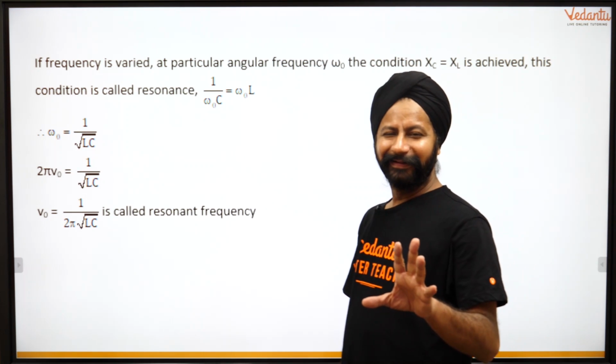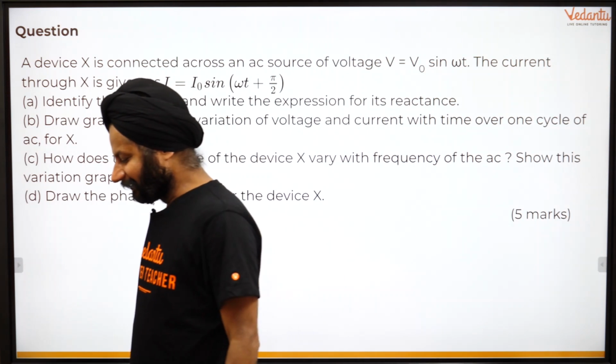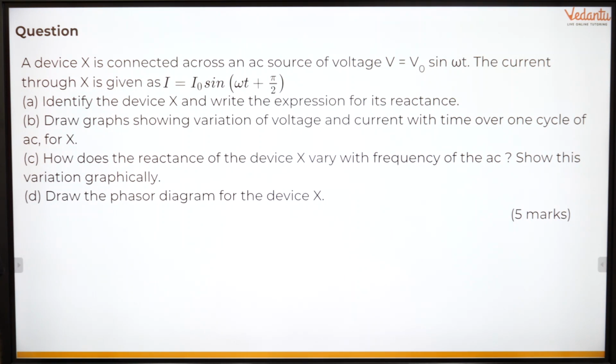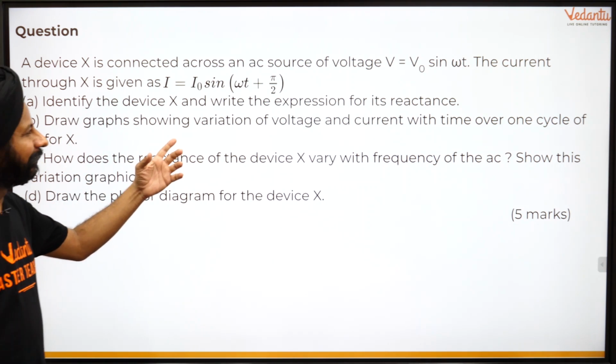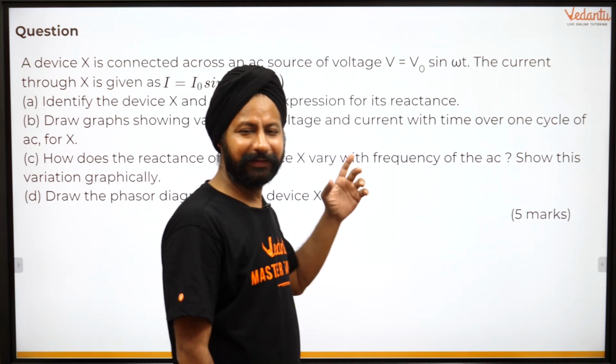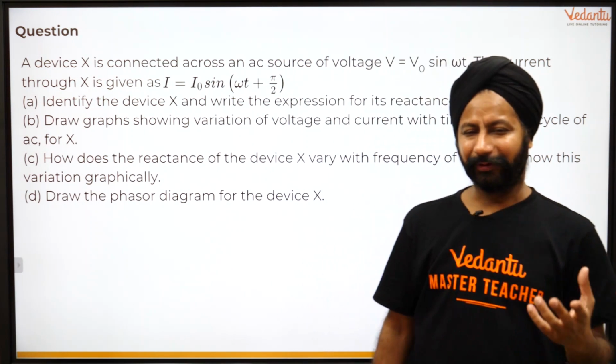है नहीं simple? ठीक है, let's see the last question for tonight. This is the last question. So a device X is connected. The current through X is given like this. Bhai, look at the equation there and then think about it.